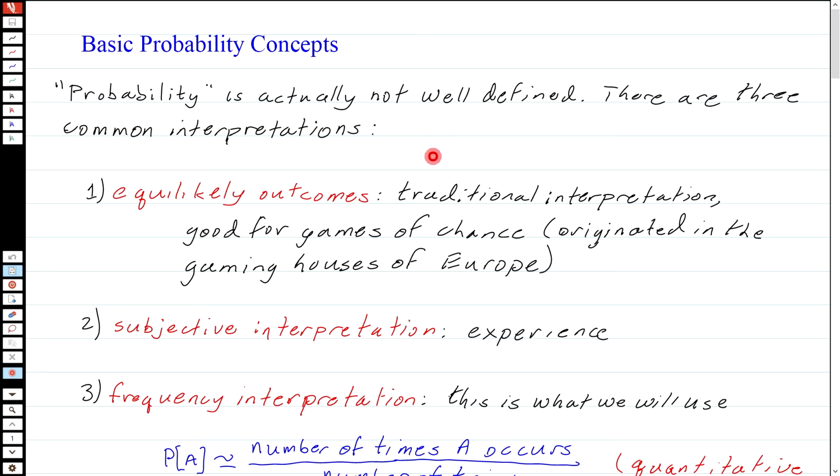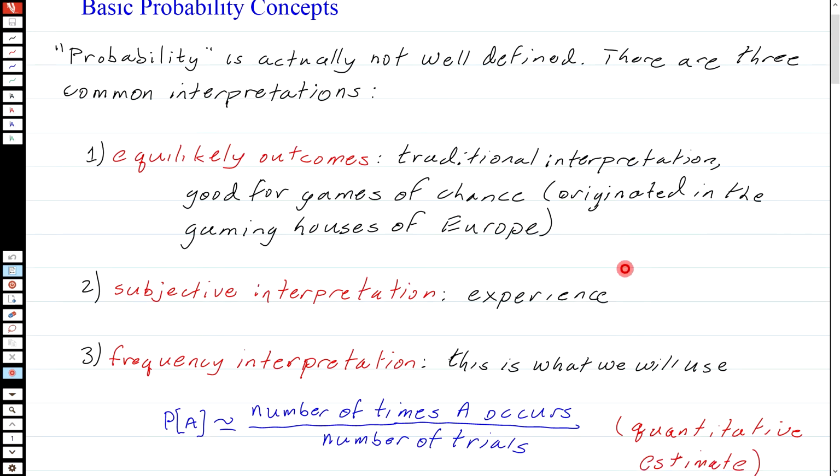There are actually three common interpretations. One is that all outcomes are equally likely, and this is the sort of traditional interpretation, since it's good for games, particularly games of chance, where a lot of probability theory originated in the gaming houses of Europe. The basic idea was to start off with the assumption that all of the possible outcomes were equally likely, and then build up probabilities on the basis of that.